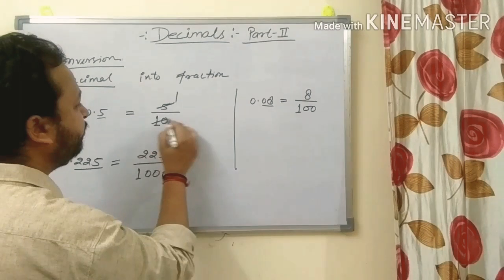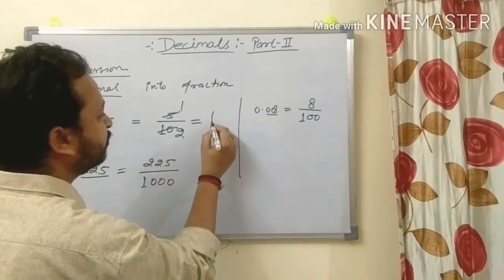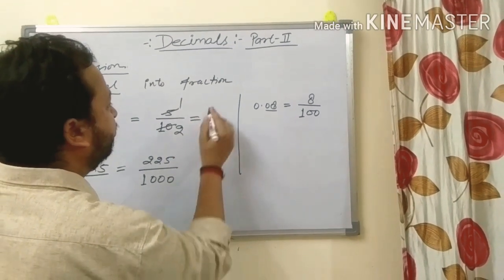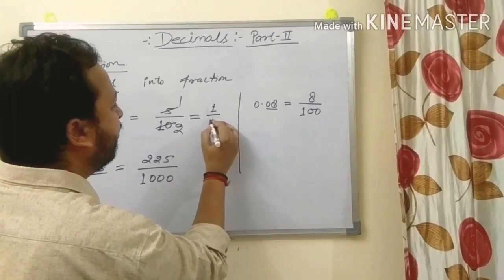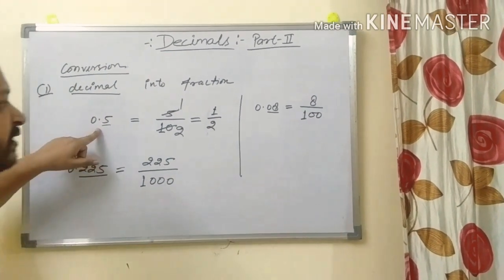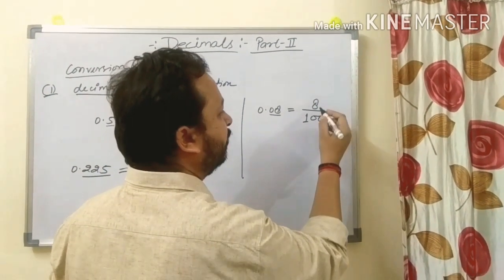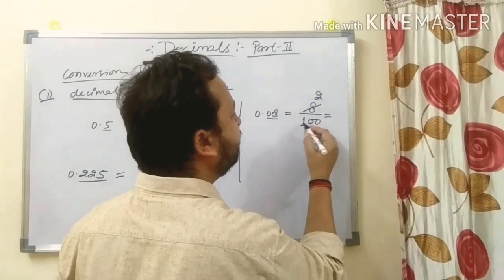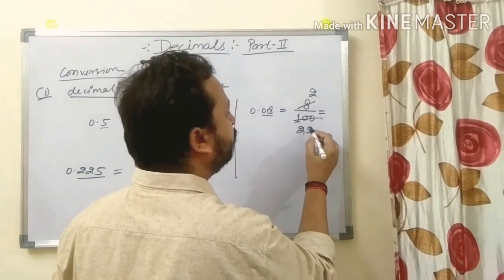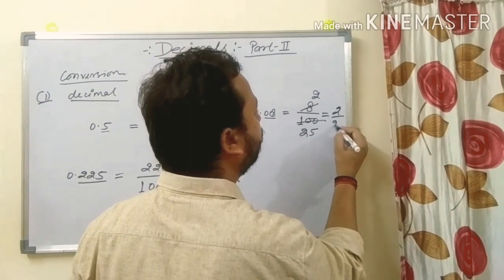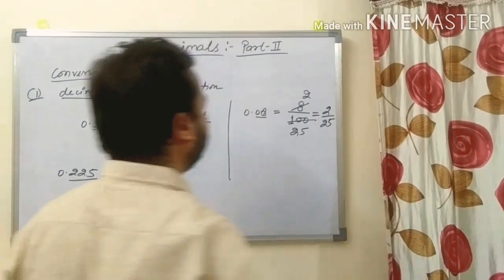So 5 ones are 5, 5 twos are 10. So the fraction is 1 by 2. So 0.5 is written as 1 by 2. Here 4 twos are 8, and 25 fours are 100. So you write it as 2 upon 25.